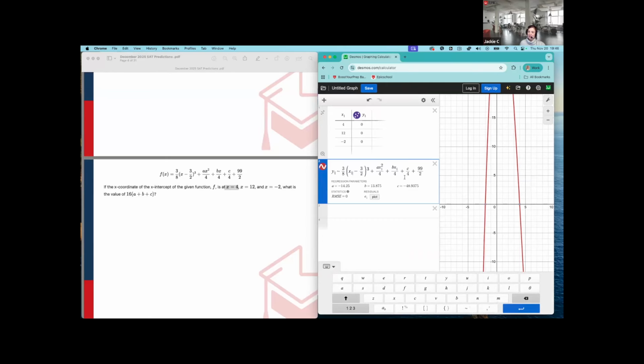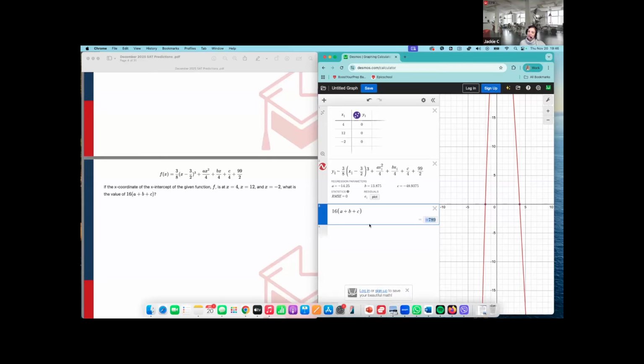So you can see I typed in everything here. We have everything typed in. I have my A value, the B value, the C value. And note we're asked for what is 16A plus B plus C. So all you have to do now is type 16, then A plus B plus C, and it will pull from it. And it gives us the answer, which is -789. And that's what I would type into our answer sheet.